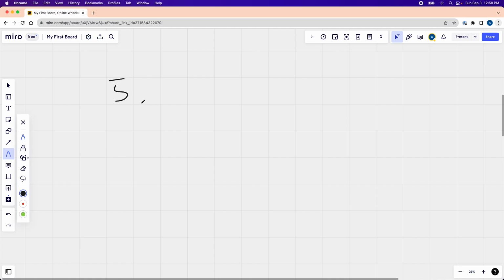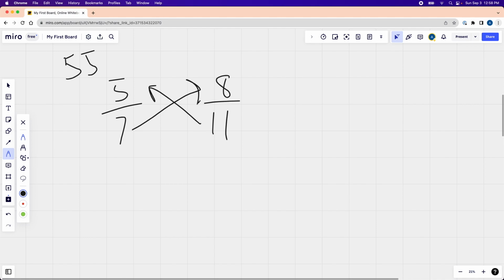Let's show the cross multiplication way one more time. Let's say we are given 5/7, and we are given, how about 8/11? How about that? All right, so we'll just multiply 11 times 5. That's going to give us 55 over on this side. And then 7 times 8, that's going to give us 56 over on this side. We can see that 56 is slightly bigger than 55, which means that 8/11 is slightly bigger than 5/7.